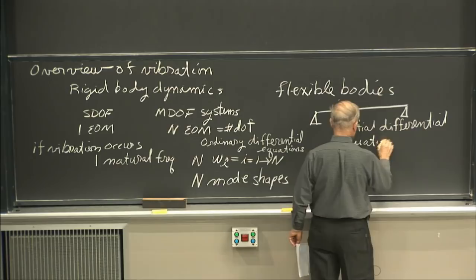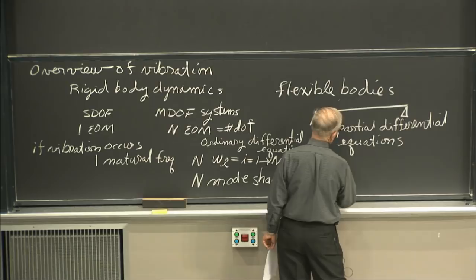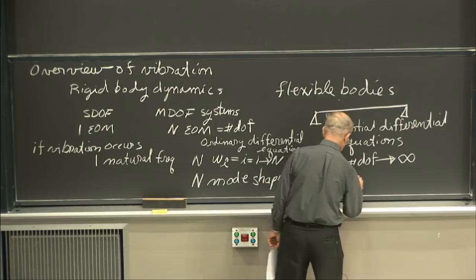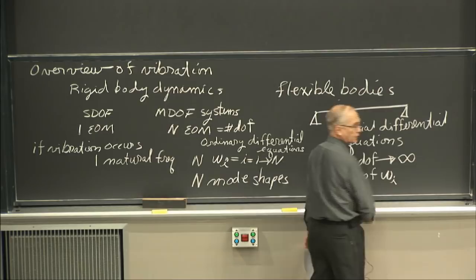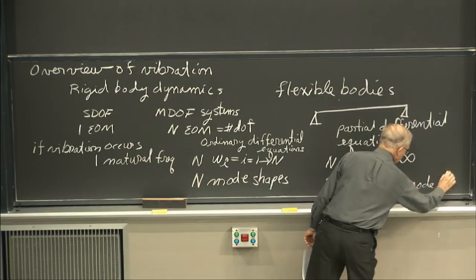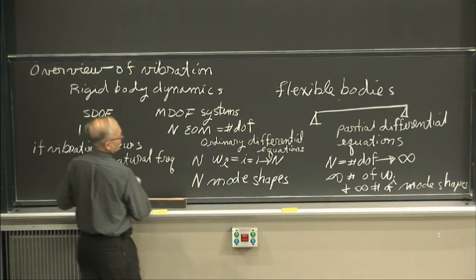The number of degrees of freedom, n here is the number of degrees of freedom, actually goes to infinity, and you get an infinite number of omega i's, the natural frequencies, and an infinite number of corresponding mode shapes. So just about everything in the world can be made to vibrate.